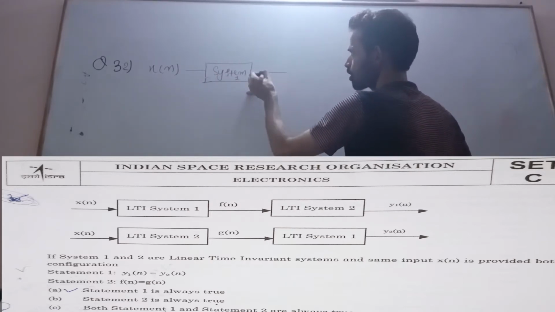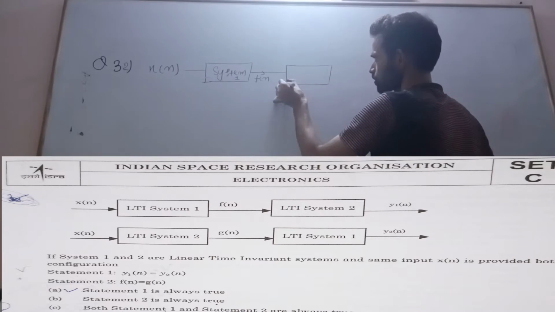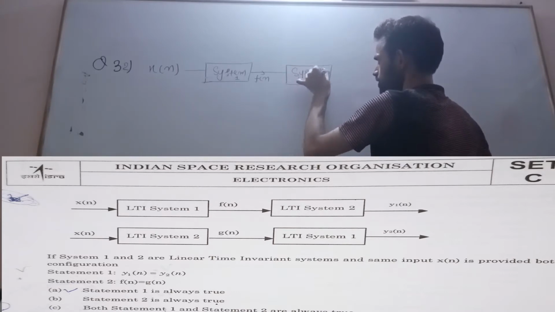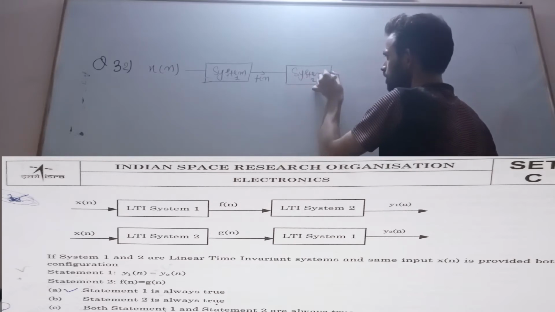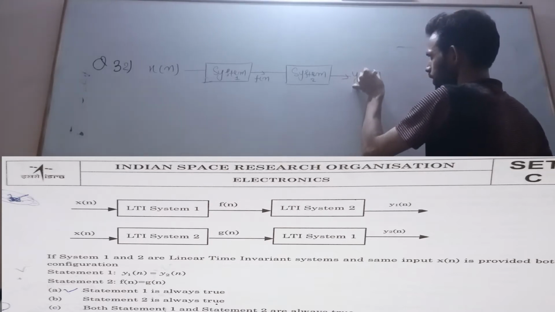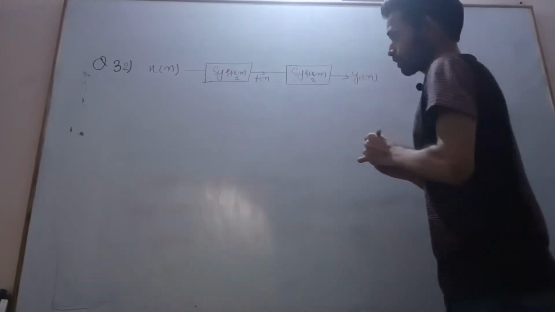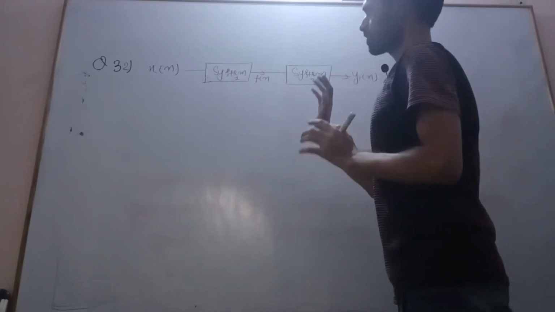Then the output of this system 1 is f of n. It is further applied to system 2, and the output of system 2 is y1 of n. So this is my system 1 and system 2.